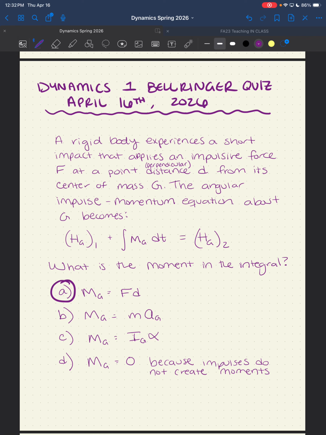Okay, a rigid body experiences a short impact that applies an impulsive force at a point which is a perpendicular distance of d from its center of mass G. The angular impulse momentum equation about G becomes H_G1 plus the torque impulses equals H_G2. What is the moment within this integral? Well, the only impulsive moment on there would be this impact hitting it, okay?